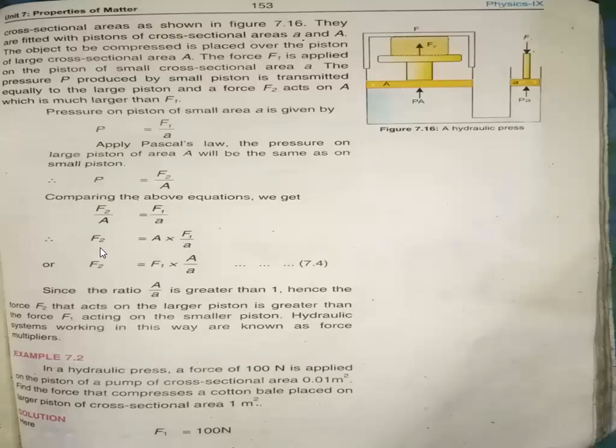Since I want to find out the force F2, which is on the bigger piston, I want to separate out F2. I separate this out. So A will be divided here. If it goes to the other side, it will be multiplied. So F2 is equal to F1 times capital A over small a.